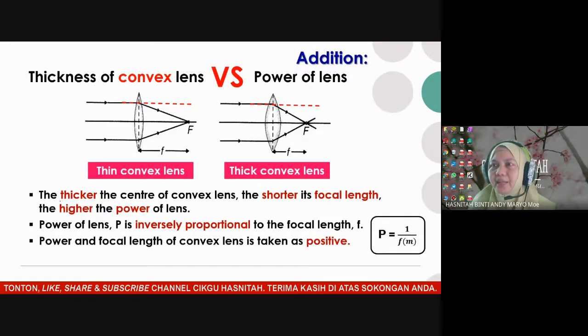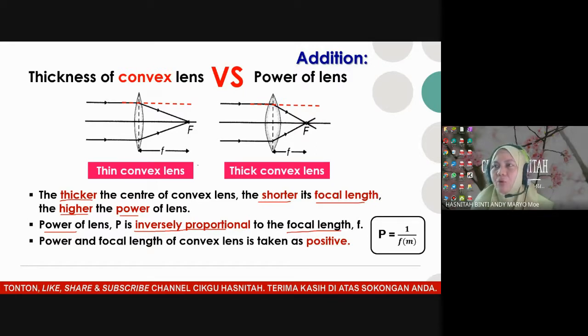From here we understand that the thicker the center, the shorter its focal length. This is the focal length of a thin convex lens, and this is the focal length of a thick convex lens. You can see clearly that a thicker convex lens has a shorter focal length but a high power. So we can say that power of a lens is inversely proportional to the focal length.